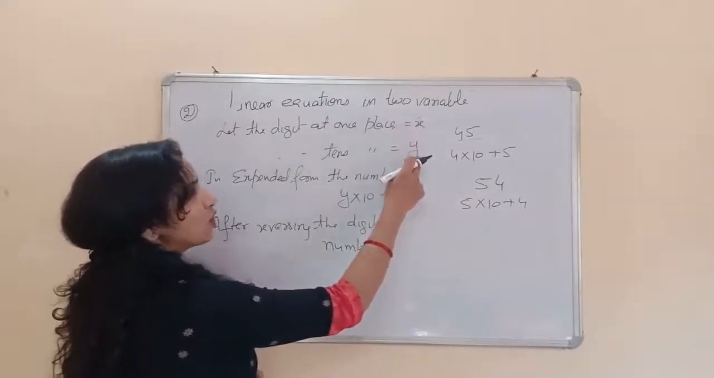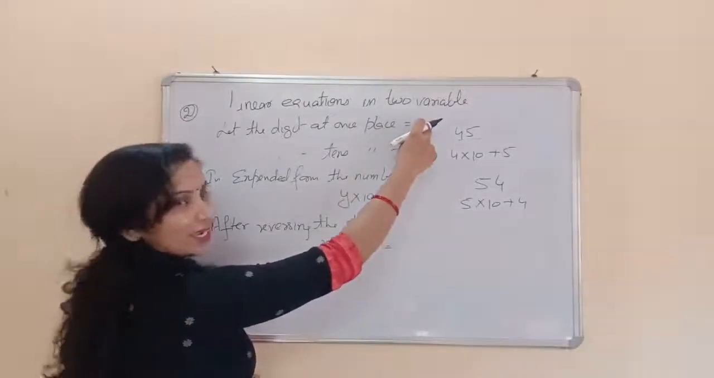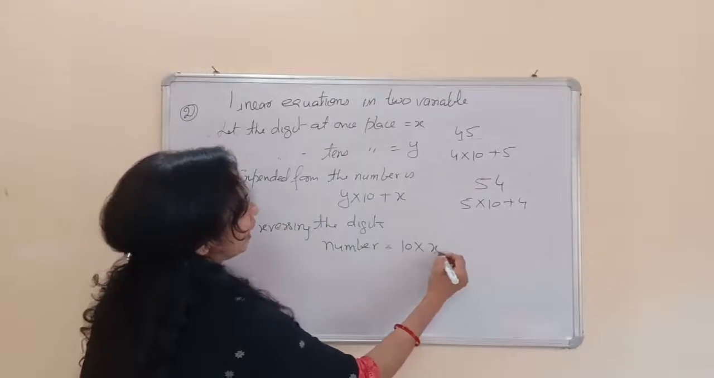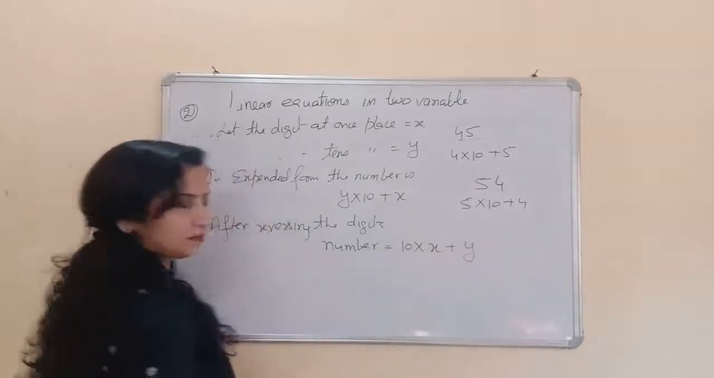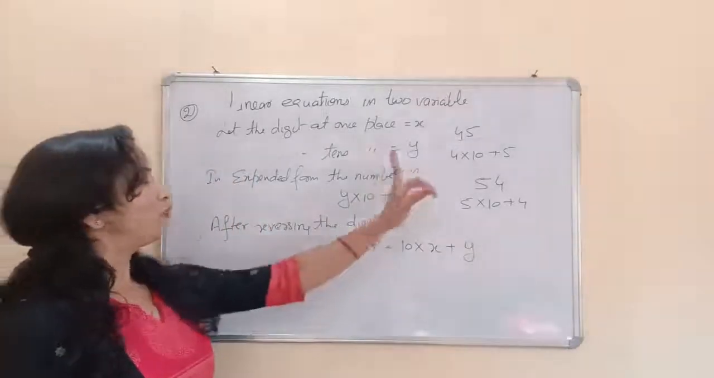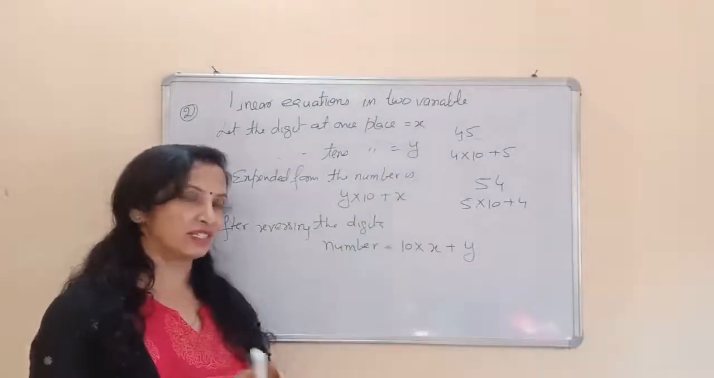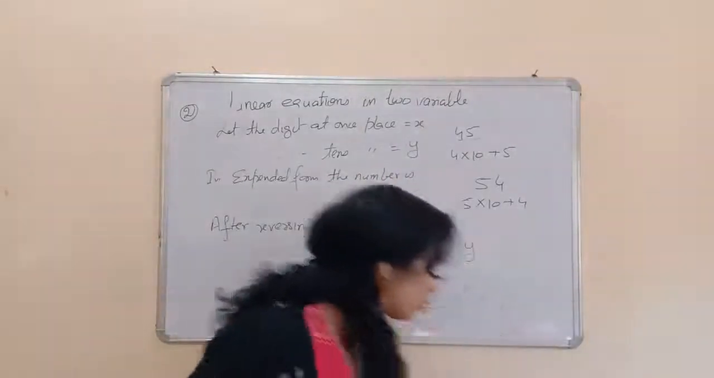at the ones place now y and at the tens place will be x. So after reversing the digit, the number will be 10 into x plus y. Clear? Now the tens place is x and the ones place is y after reversing the digit. Okay. Now go through the questions.